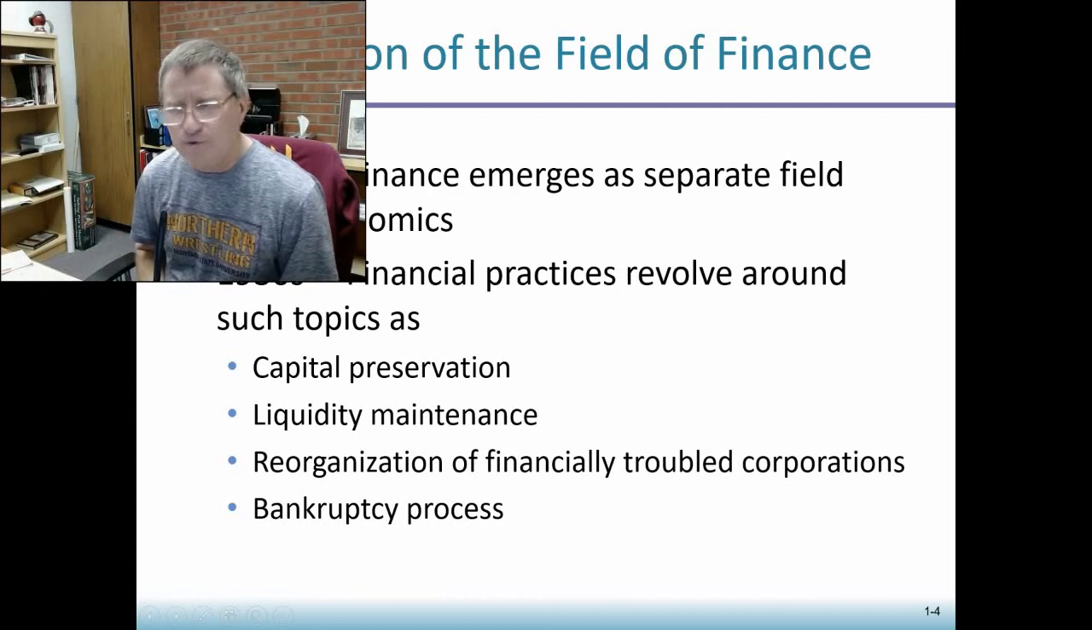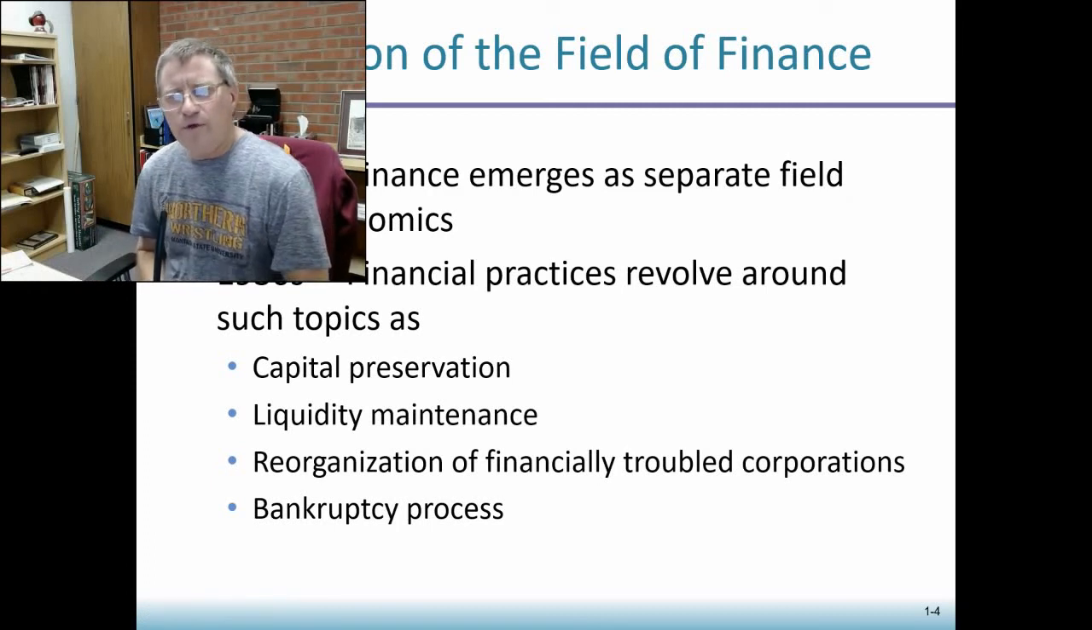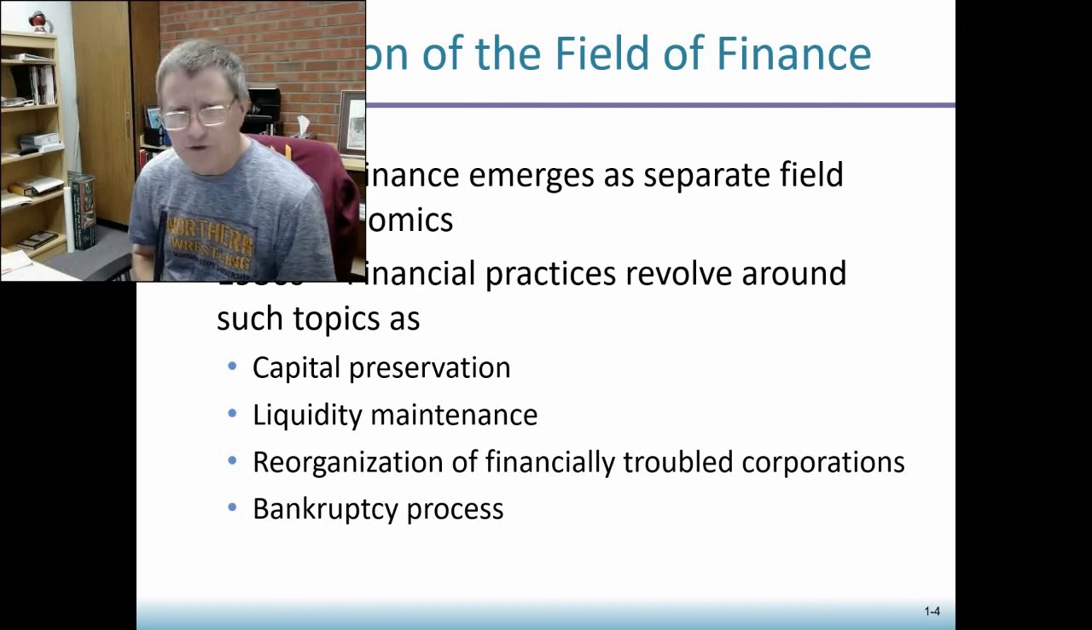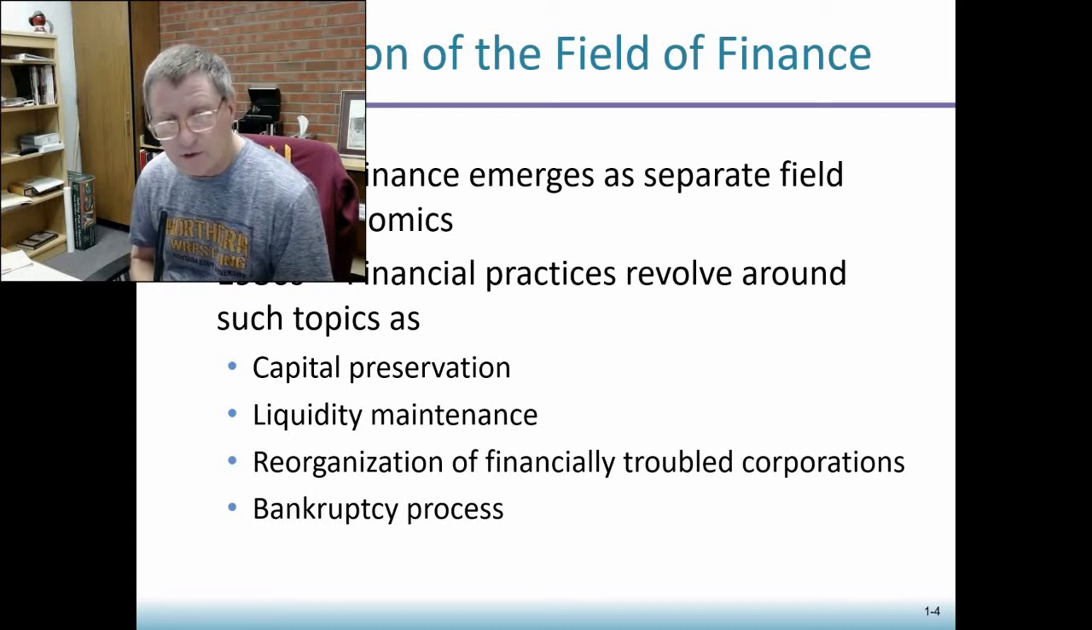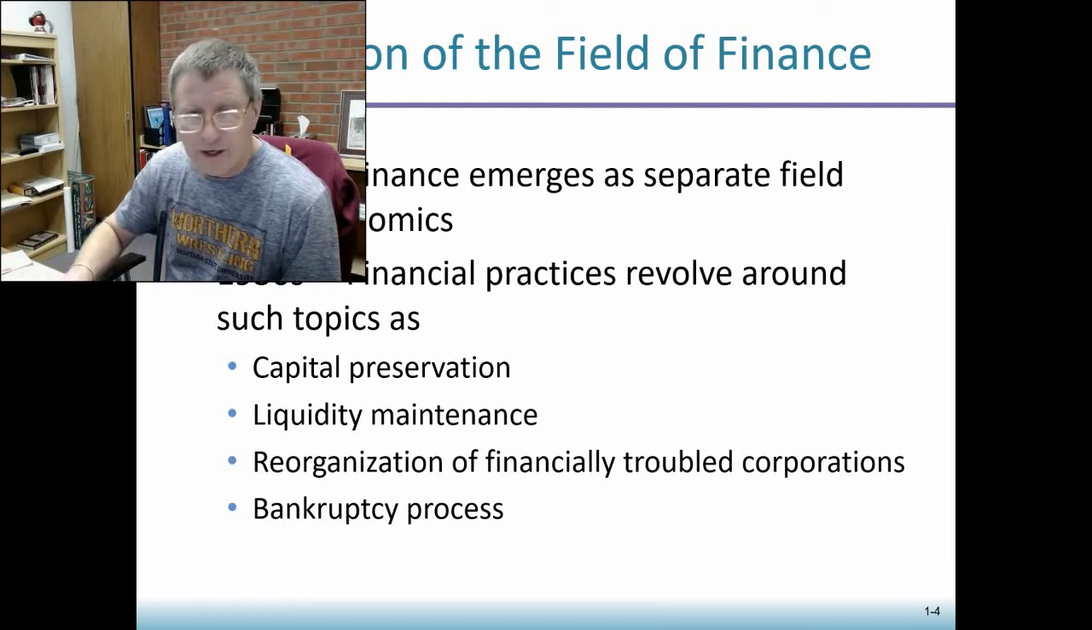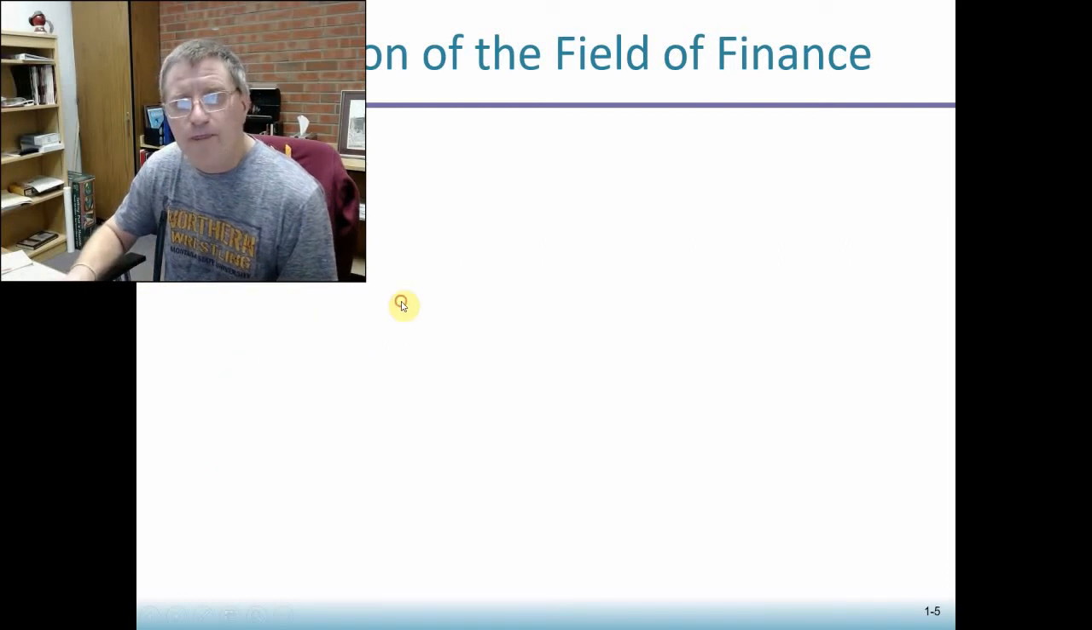So in the early 1900s, finance emerged as a separate field, and in the 30s, getting into the Depression era, there were concerns about capital preservation and conserving our money, conserving our resources that we might need, because at that point in time, everything was in a restructuring, and liquidity is much the same. Liquidity being basically the cash or cash equivalents that you have on hand, right? Reorganization and bankruptcy processes happened in the 30s, right?